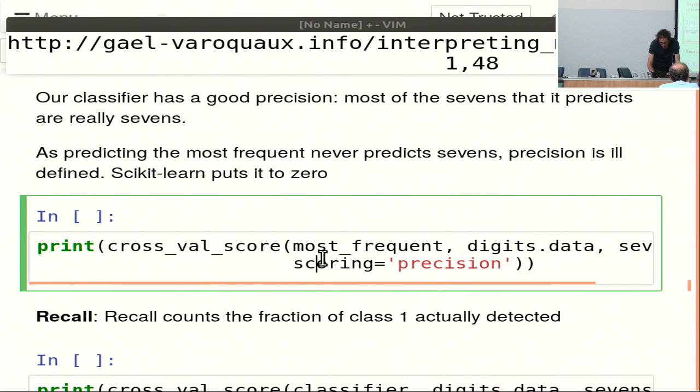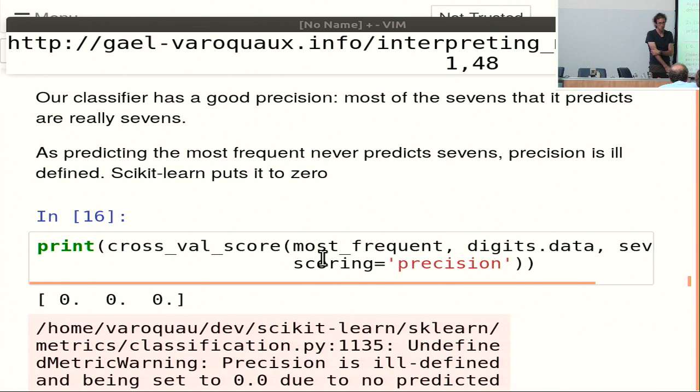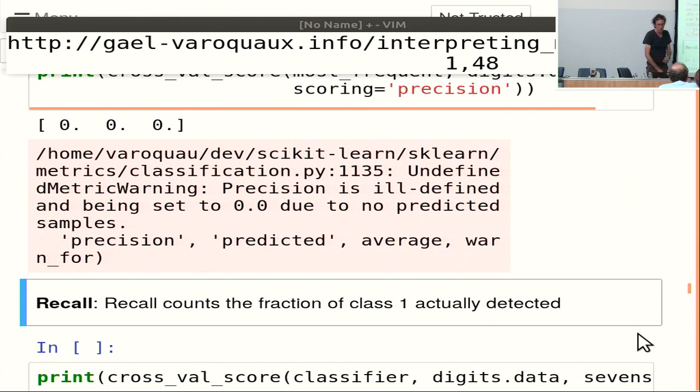By the way, the most frequent classifier will never predict a 7, because it's predicting the most frequent, and the most frequent is not 7. In which case precision isn't very well defined, because precision is a ratio, but scikit-learn puts it to 0. So scikit-learn is warning you, but it's putting it to 0. The opposite of precision is recall. It's the fraction of the class 1 that is actually detected.